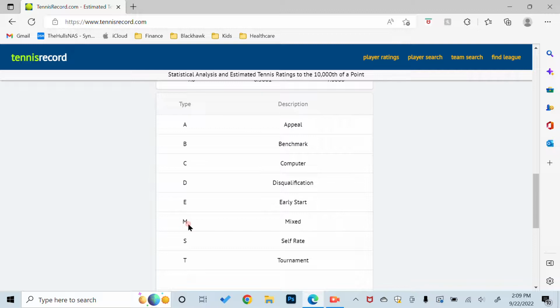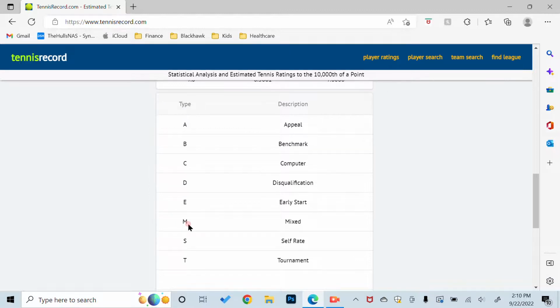Mixed matches do not count against your NTRP rating unless the only thing you play is mixed. If the only matches you play are mixed matches, then you will have a tennis record rating and it will have an M next to it. But if you play mixed matches, but you also play 18 plus matches, you play 40 plus matches, then those are just mixed matches. You won't have an M next to your name. So the only time you'll have an M next to your name is if somebody only plays mixed, and I have seen that. Self-rated players have an S next to the name.